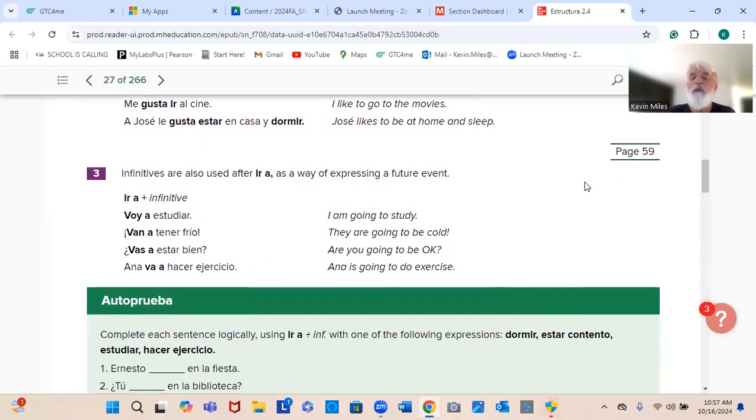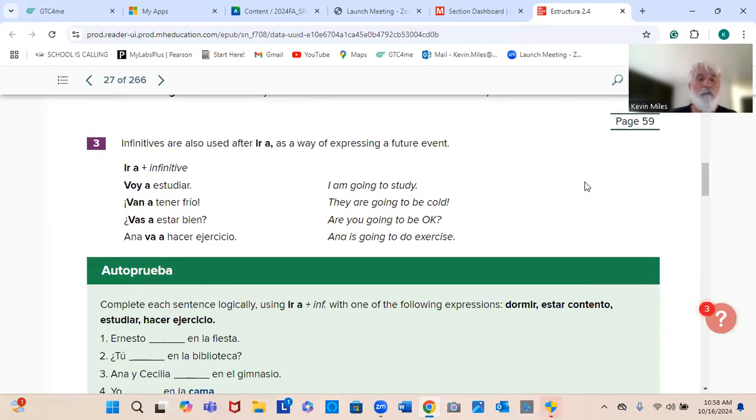Now, we can use ir plus a, to go to, and a verb. We learned how to use ir plus a and a place. Yo voy al gimnasio. Ella va a la clase. Él va al supermercado. But we can also use ir a with a verb. And it's the future tense in a way. I am going to sleep. I am going to eat. I'm going to be home. So let's take a look.